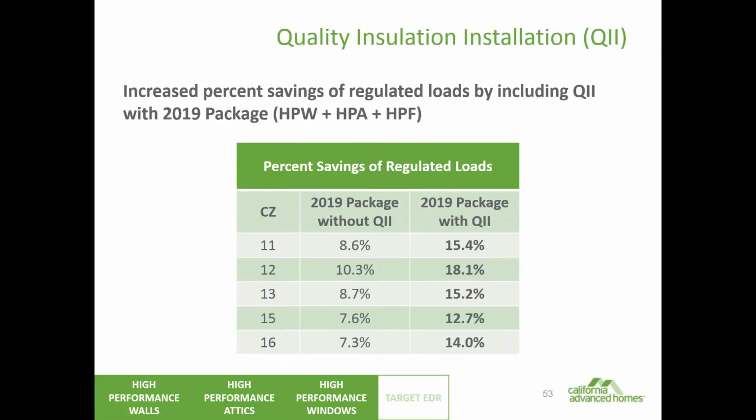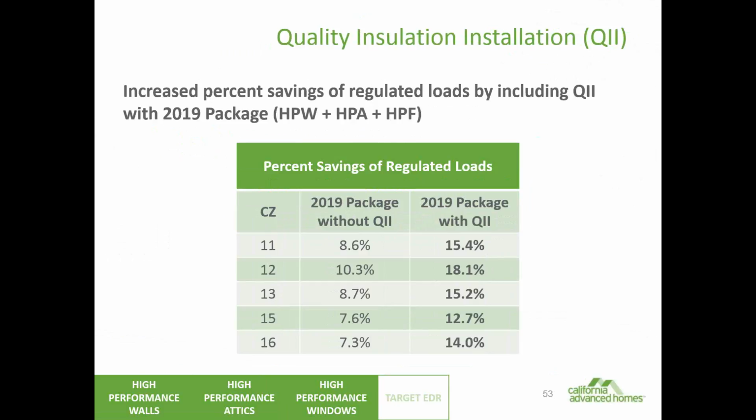So altogether, the packages are looking like, if just those three, walls, attics, and windows, what's 7 to 10, and these are in just a few climate zones.